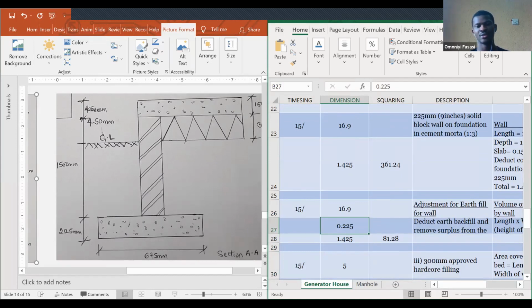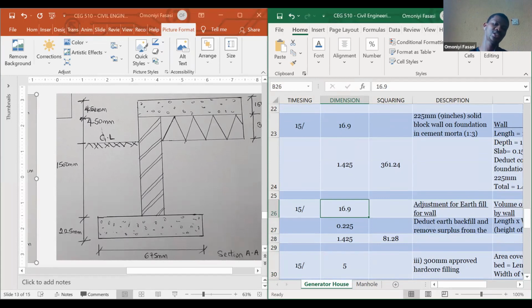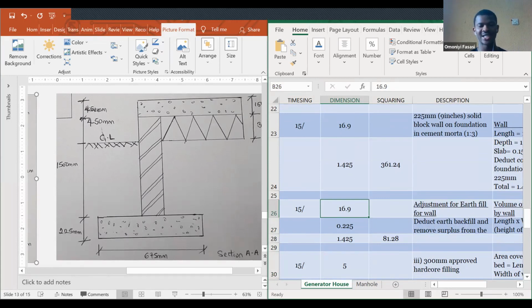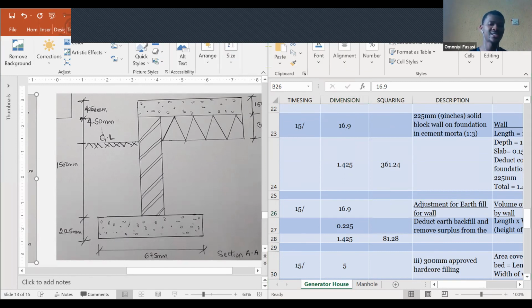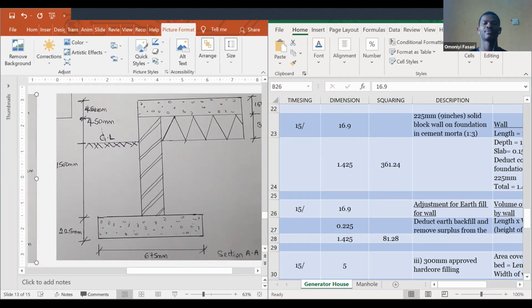Then the next thing is that you do your backfill. When you're doing your backfill for this wall, you are excavated beyond normal now, so you do your backfill, like the soil to the back. So now your backfill for that area is going to be what? 1.65 times 0.225, which is the width, times the height, which is what? 1.425. So that's that one.